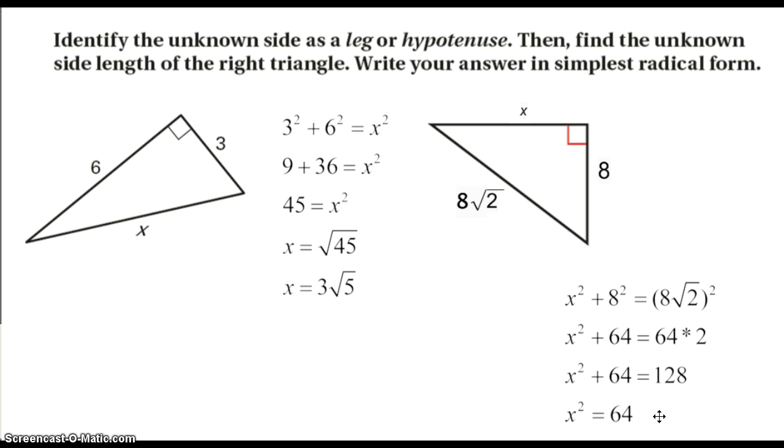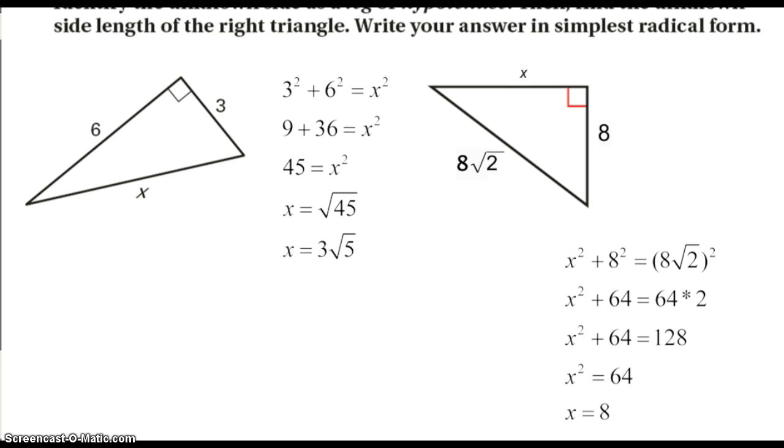I subtract over, I get x squared equals 64, and the square root of 64 is 8. So even though it looks like it's going to be hard, please try to remember that you take 8 and you square it, and you take the square root of 2 and you square it, and you multiply it. Squaring a square root is always going to get rid of the square root.